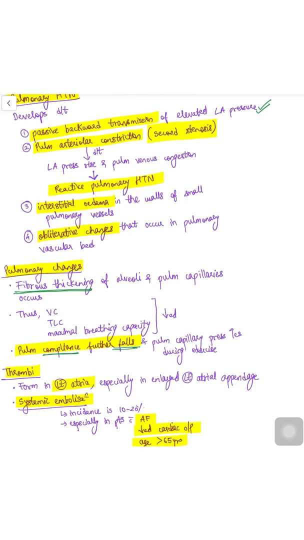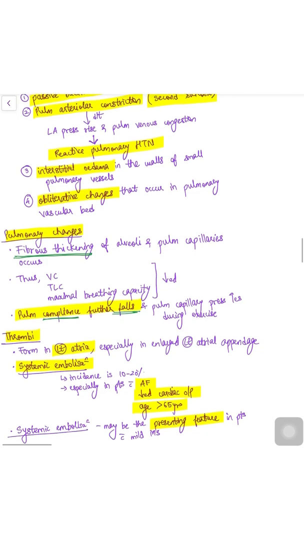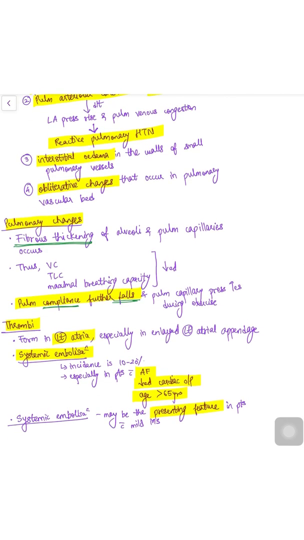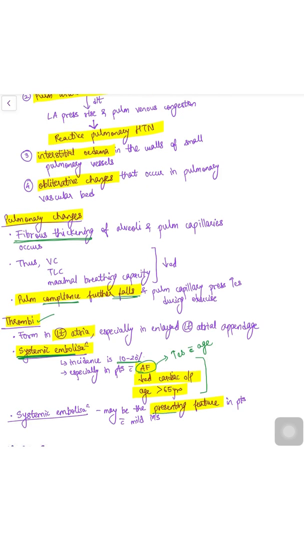And like I have already said, because of the enlargement of the left atrium, there is stasis of the blood in the left atrium, because of which there is a thrombus formation, which can lead to a systemic embolization. The incidence of systemic embolization is 10 to 20%, especially in patients with atrial fibrillation, with the decreased cardiac output and age of more than 65 years. The incidence of atrial fibrillation increases with age. And it does not correlate with the severity. And systemic embolization sometimes can be the presenting feature in a patient with mild MS.